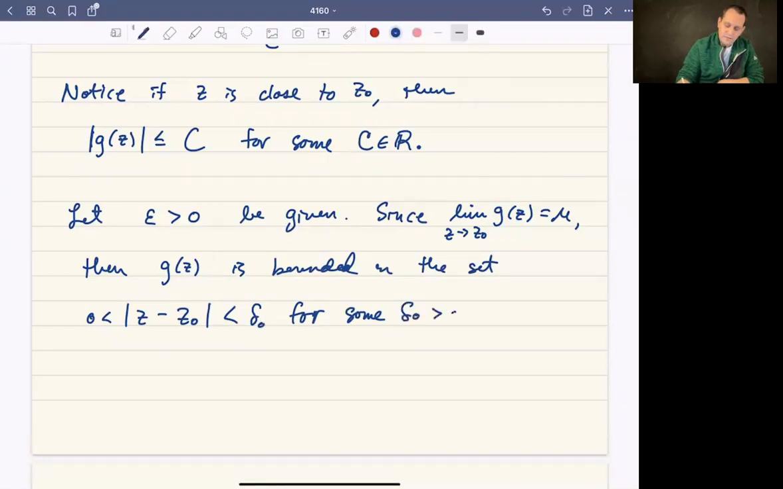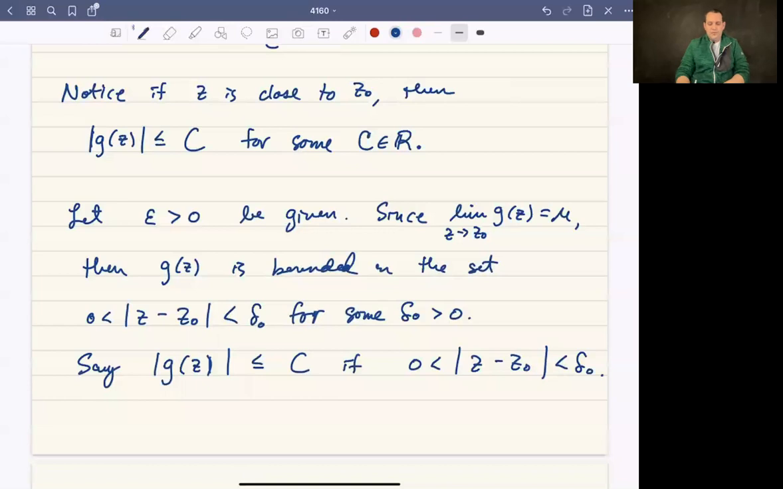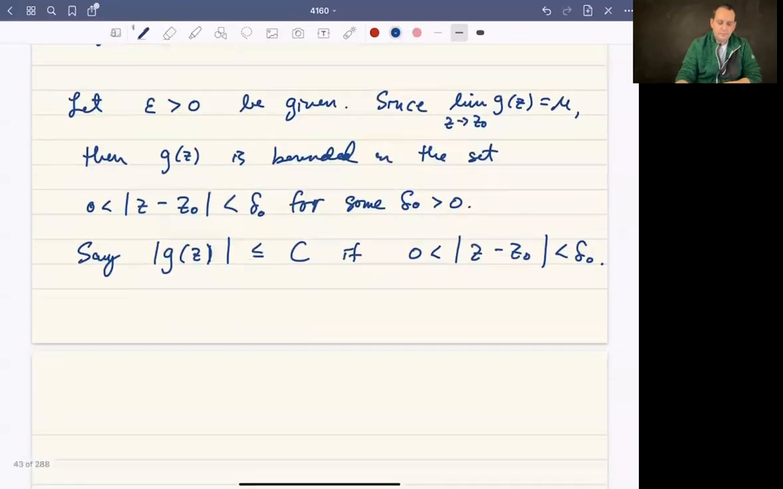So for some delta naught. Since the limit of g exists, g is going to be bounded on some open interval containing z naught. Let's say that the modulus of g is less than or equal to c if z is in that neighborhood, so if the modulus of z minus z naught is less than delta naught.